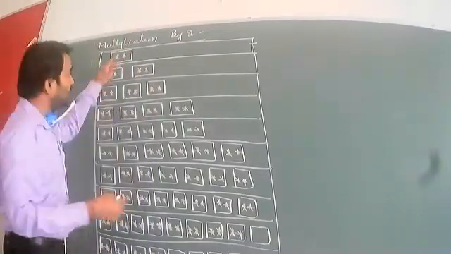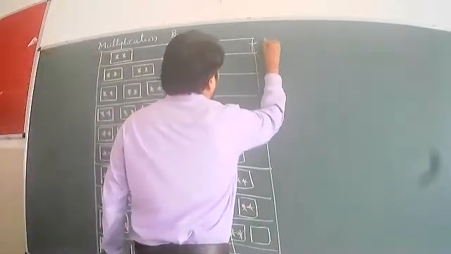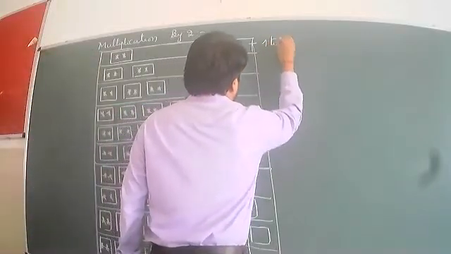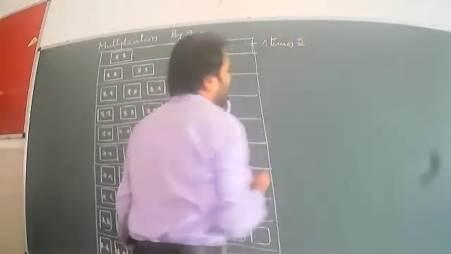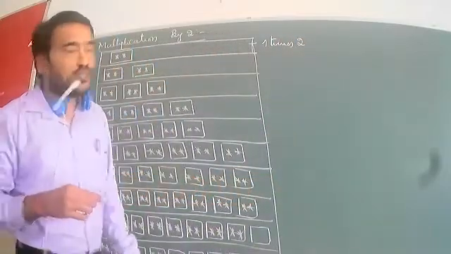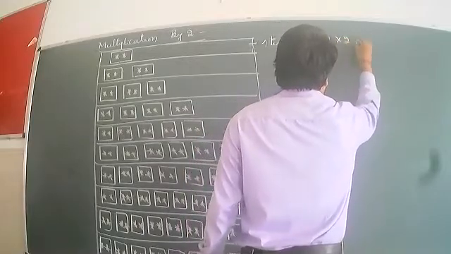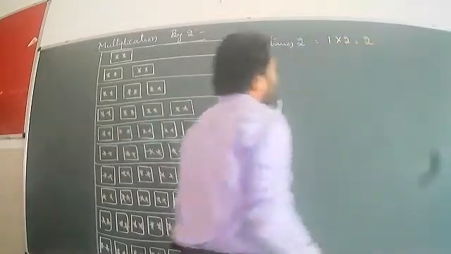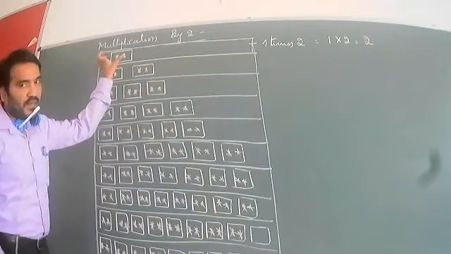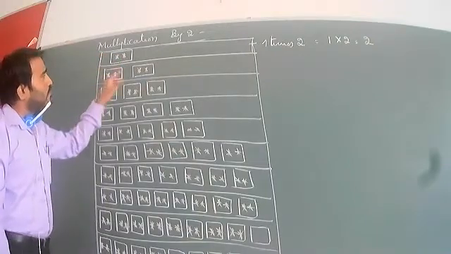How many times is 2 repeated? 1 time. 1 times 2. We can write 1 time 2 as 1 into 2. What is the answer? 1 into 2 is 2. Number of objects, how many? 2. Okay, next one, how many times is it repeated?